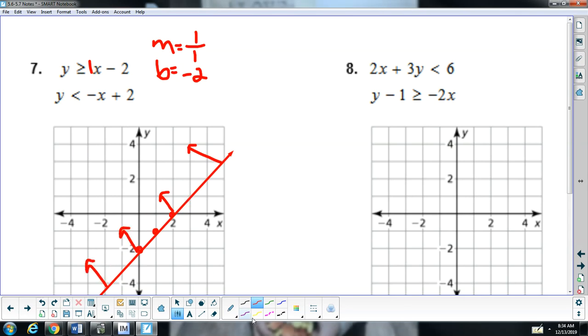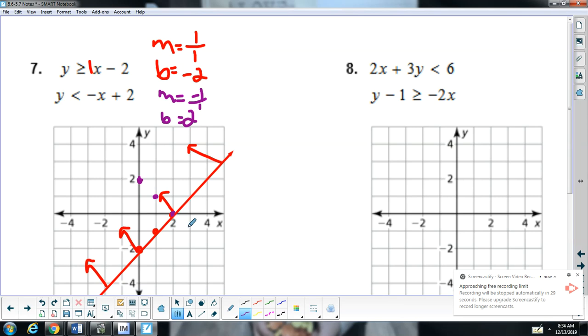Okay, and then my second inequality, I can identify my slope. It's the number in front of my x, which this time it's a -1. So I make that a fraction by putting it over 1. And my b value is a 2. So I begin at b, so I begin at 2 on the y-axis. And then I move with my slope. I move down 1 and to the right 1, since that 1 is negative. So down and to the right, down and to the right.